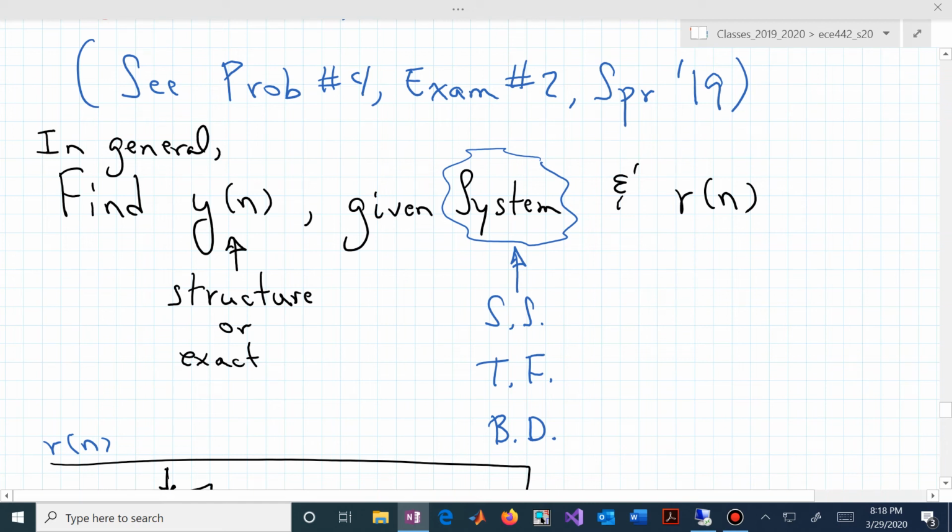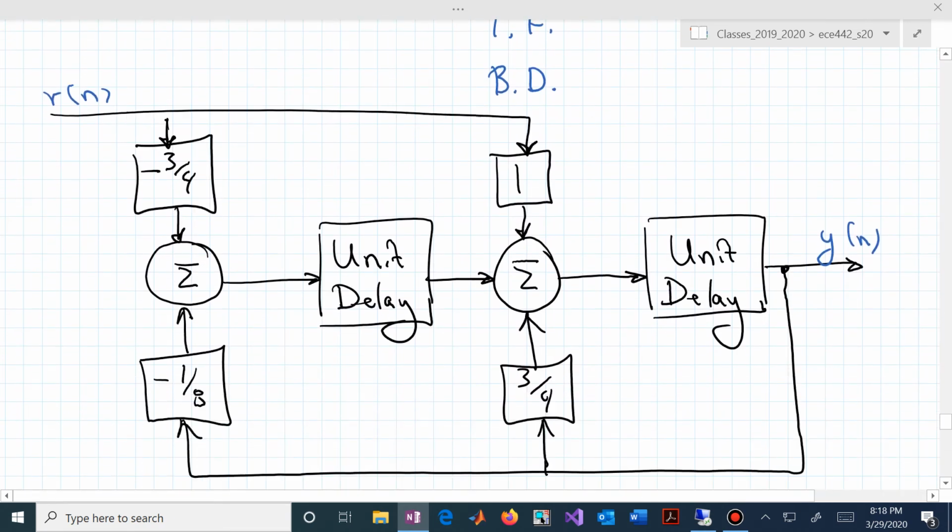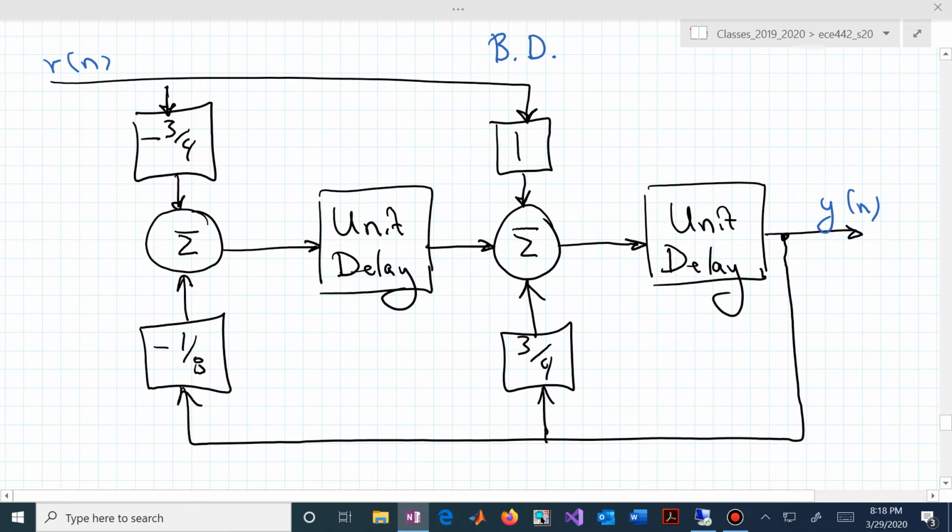Here we're trying to find the output response given the system, and the system could be expressed as a state space representation, a transfer function, or a block diagram, and the input. Suppose we're given this all delay block diagram, and somebody says, what's y of n given r of n? Well, you could now find the transfer function between r of z and y of z, or maybe somebody says, what's the structure of y of n?